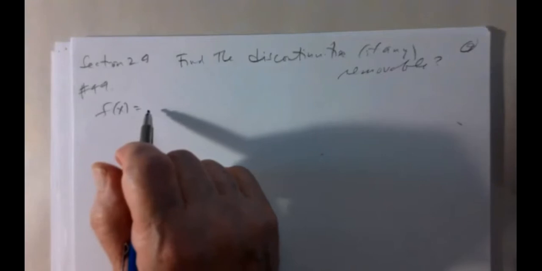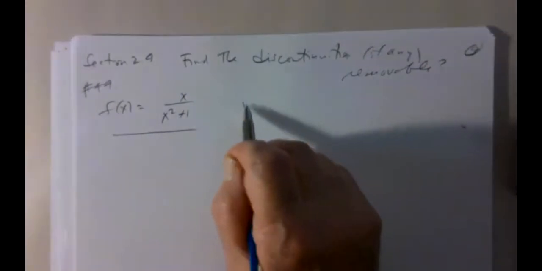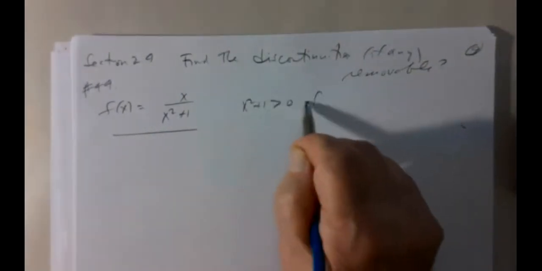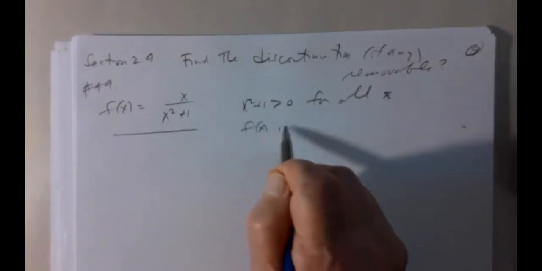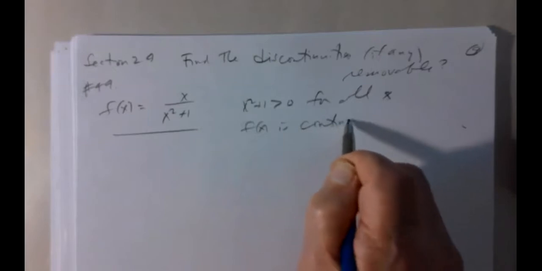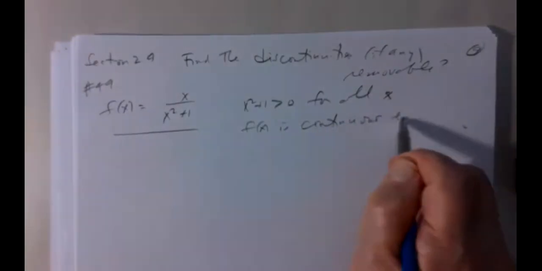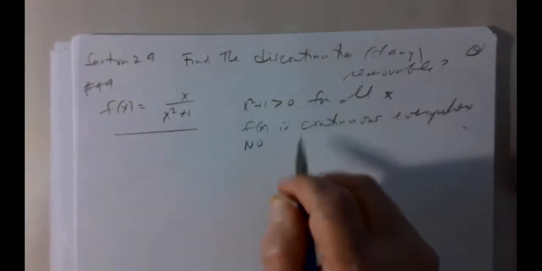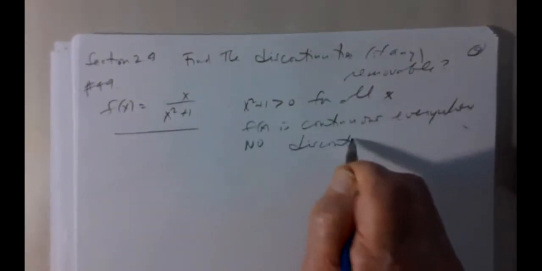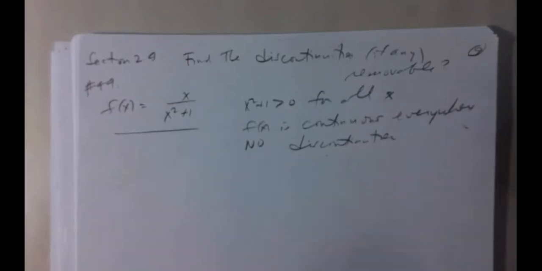For example, in number 49, we have the function f of x equals x over x squared plus 1. Now in this function, x squared plus 1 is greater than 0 for all x. So this function is continuous everywhere. There are no discontinuities.